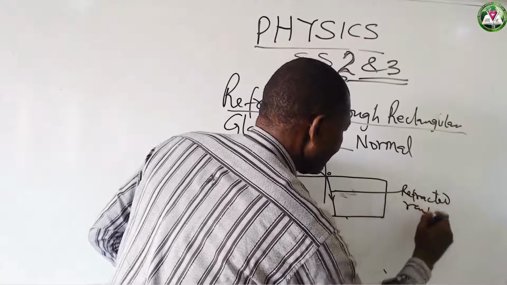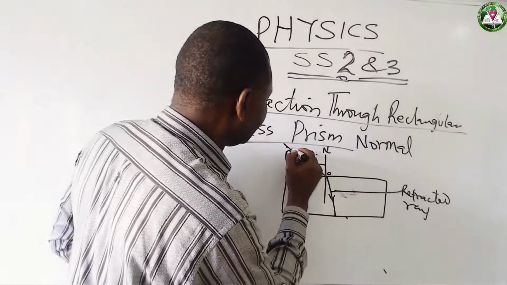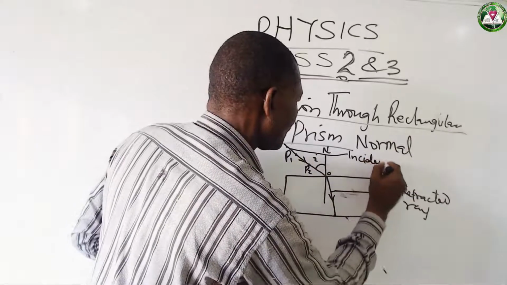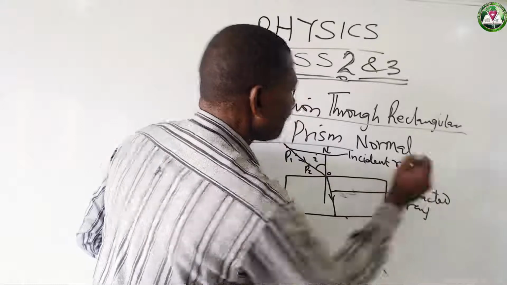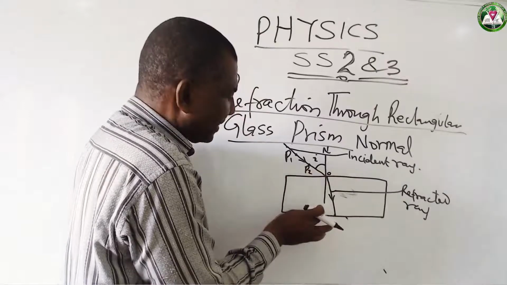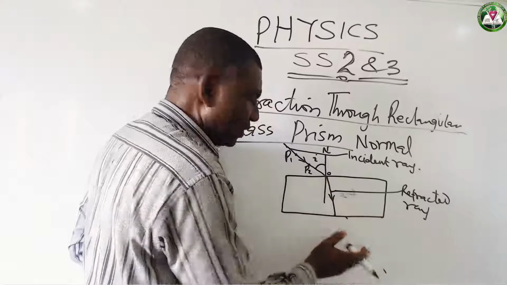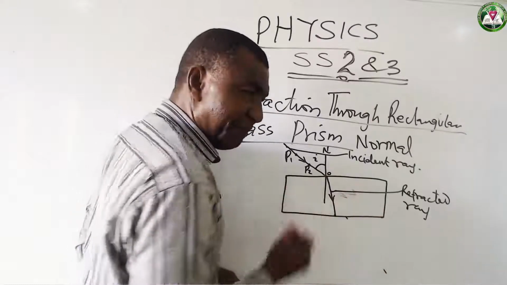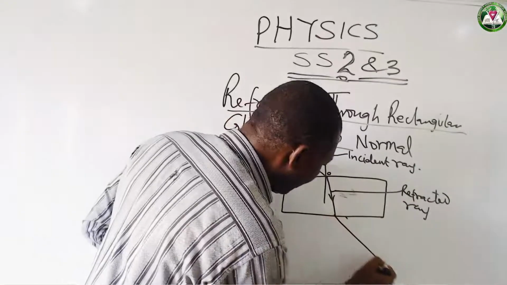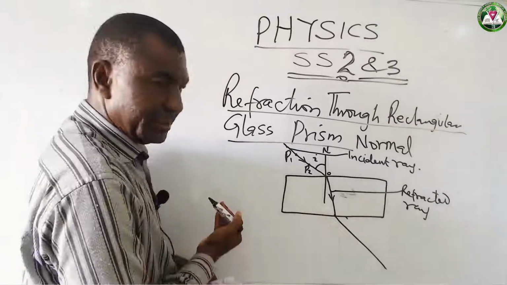Refracted ray. This particular ray here is referred to as the incident ray. Then when this ray passes through this prism, it gets to the boundary between the glass and the air, which we now say is the glass-air boundary. It will now bend away again from the normal. It will shift in the other direction. It will no longer go straight.